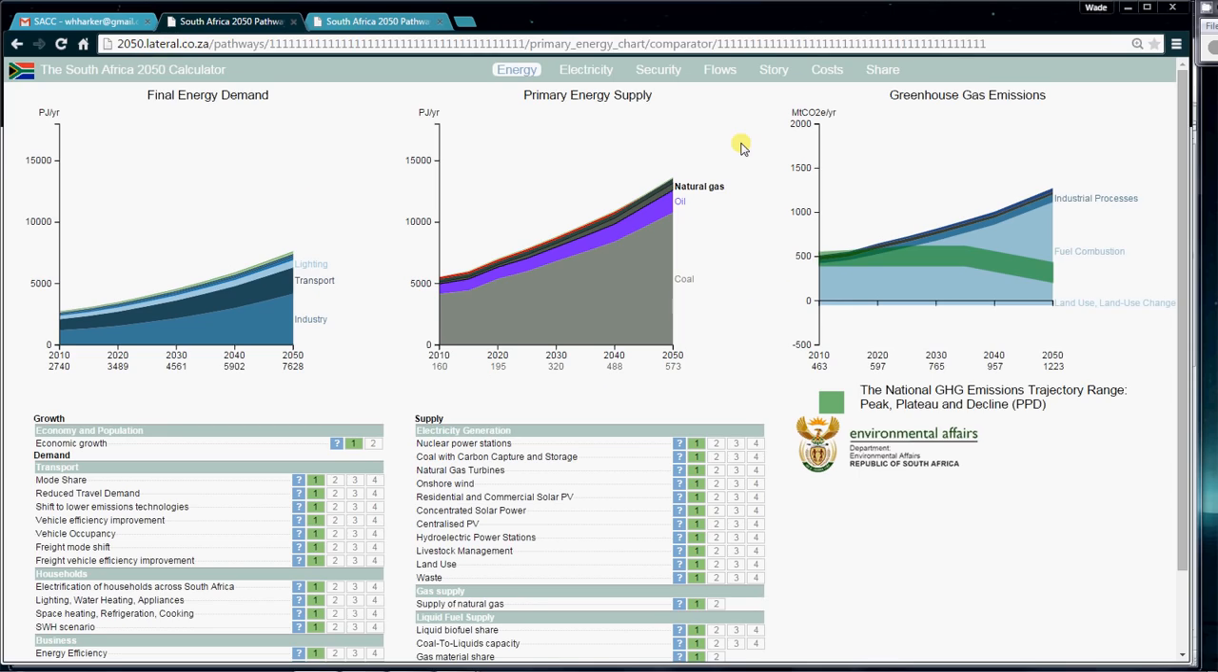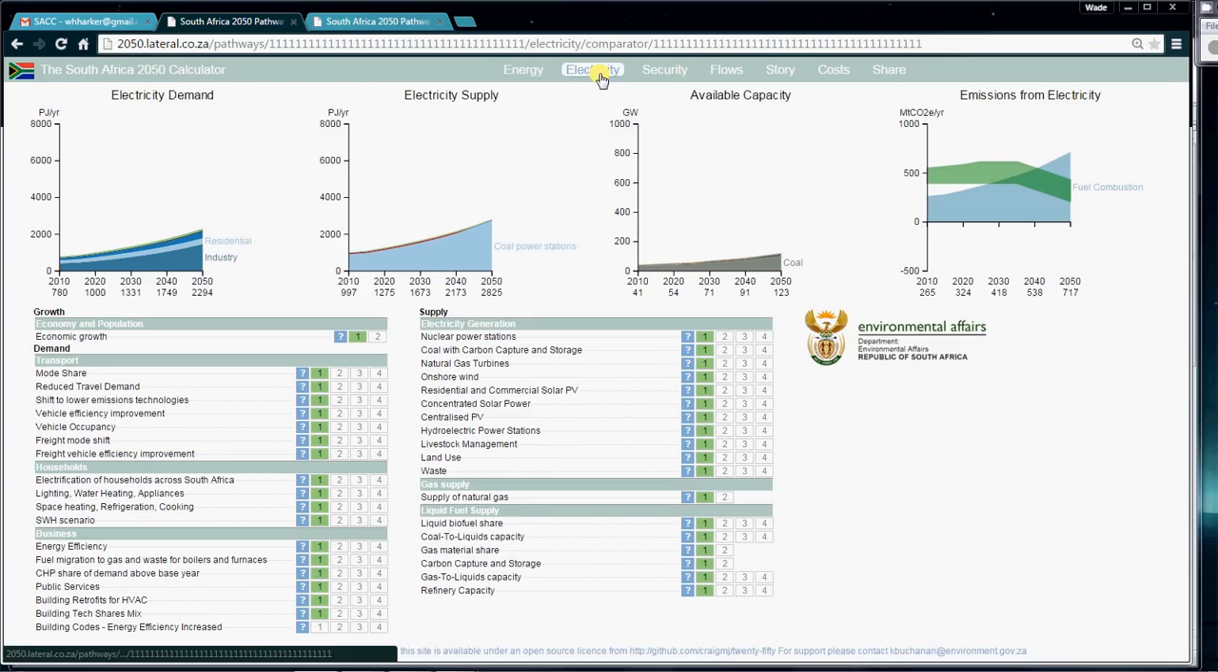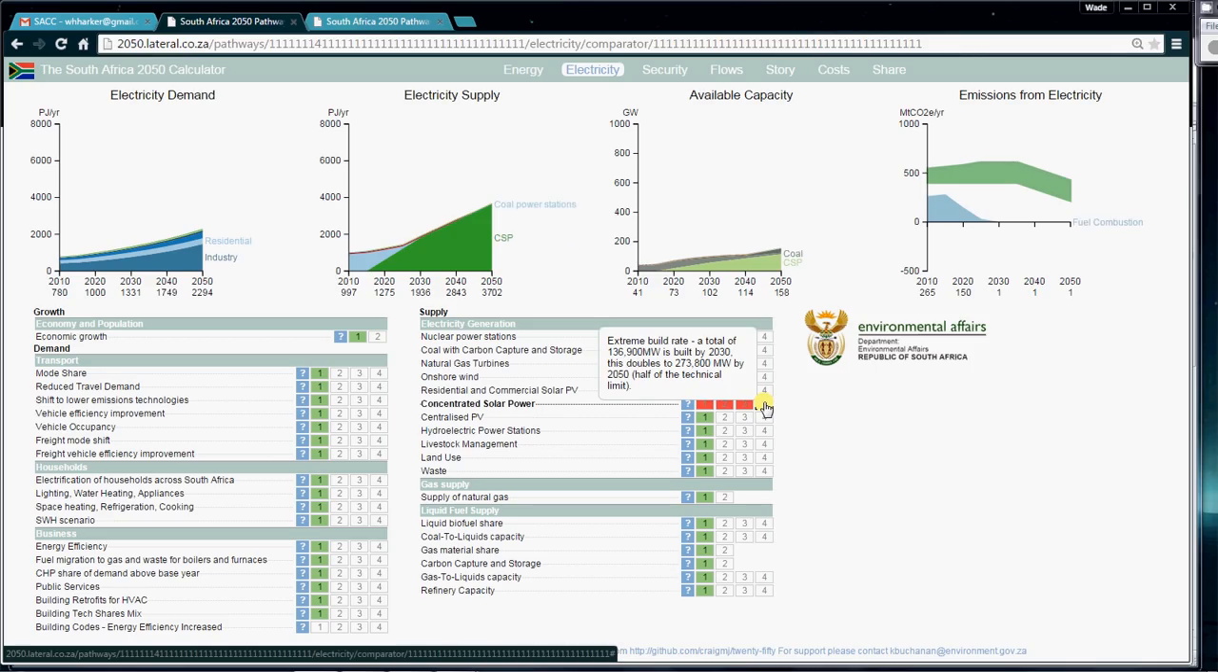Since energy supply and use account for well over 80% of South Africa's greenhouse gas emissions, the tool is dominated by energy sector interventions. The idea is to keep emissions well within or below the PPD range. Under the Electricity tab, demand and supply are shown, as well as installed generation capacity and power generation emissions. This shows how radical the Lever 4 option is for solar power options, which would decarbonize electricity supply within 2 decades.